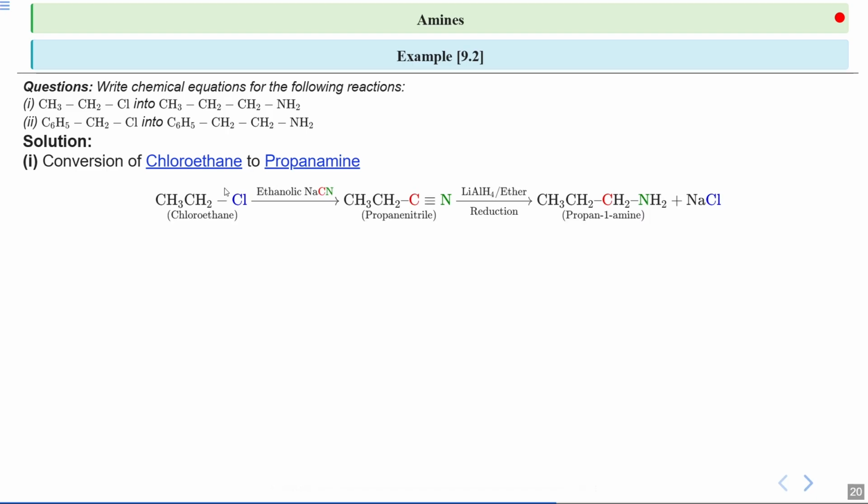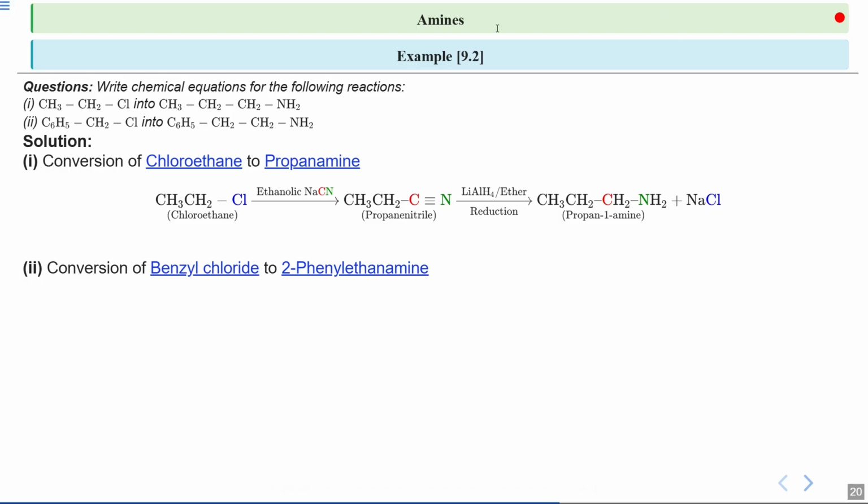Okay. So if you see here chloroethane, when we treat it with ethanolic NaCN, you get propane nitrile. And when you further treat it with LiAlH4 in presence of ether, it reduces to propane-1-amine. Okay, that is 1, 2, 3. On the first carbon the NH2 group is attached and NaCl is released. We will discuss it step by step.